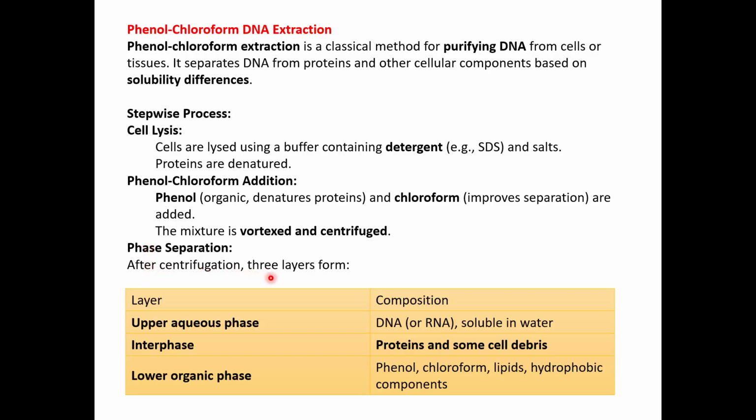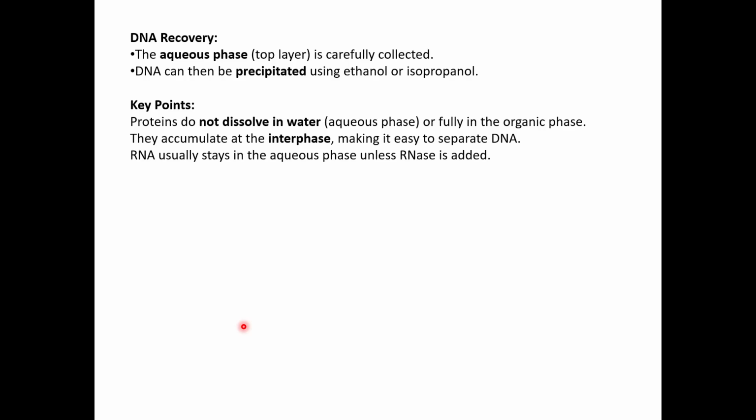After that, you form three different layers based on the phases. We have the upper aqueous phase, which contains the DNA, which is soluble in water. Then we have an interphase of protein and debris. Then we have a lower organic phase, that is the phenol chloroform, which contains lipids, hydrophobic components, etc. So we only collect the upper aqueous part to then precipitate out the DNA. Then DNA recovery is done. The aqueous layer is carefully collected, and then the DNA can be precipitated using ethanol or isopropanol.